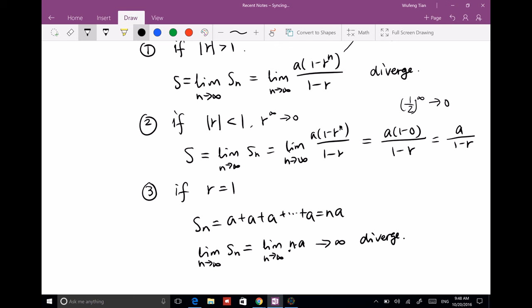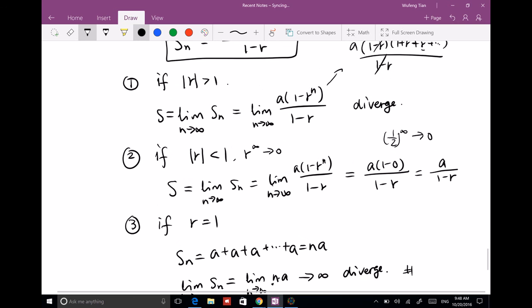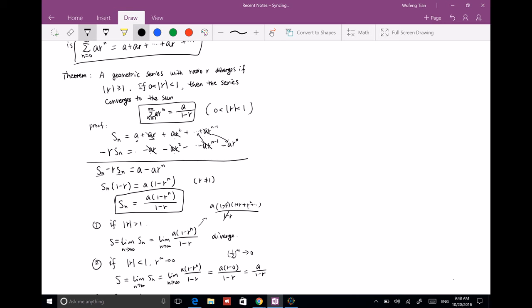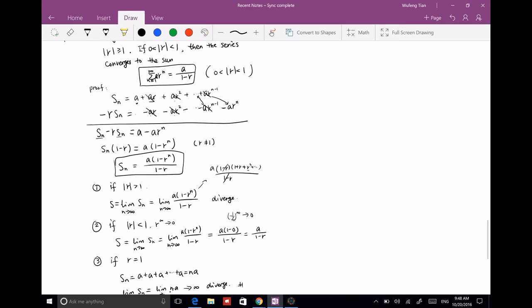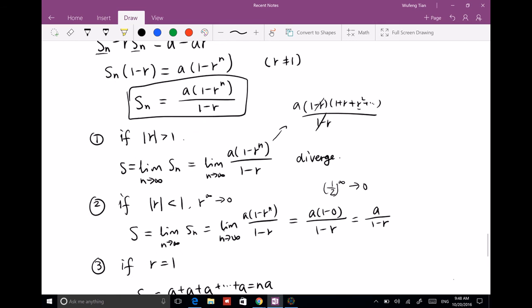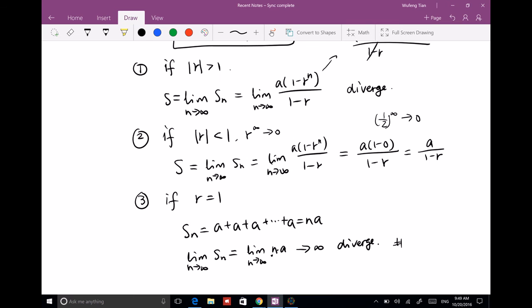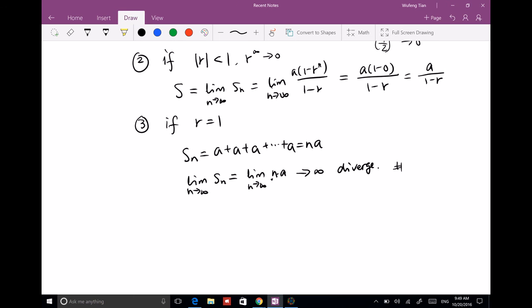So I proved the theorem I have in the front. The geometric series converges if the absolute value of the ratio is less than 1. If the absolute value of the ratio is bigger than 1, it diverges. Okay, this is the proof. You don't have to know the proof, but you have to know how to apply the theorem to say if the series diverges or converges.